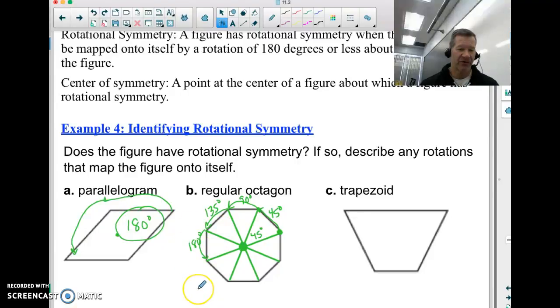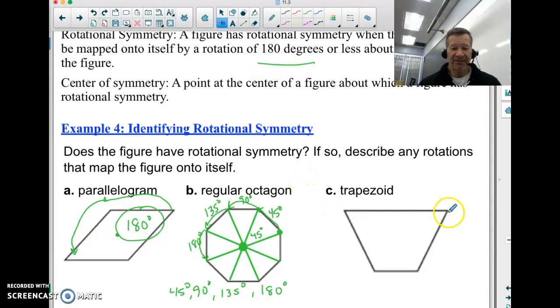So this has 4 different rotational symmetries. I missed the first one: 45 degrees, 90 degrees, 135, and 180. And remember, we could keep going, but by definition, 180 degrees or less.